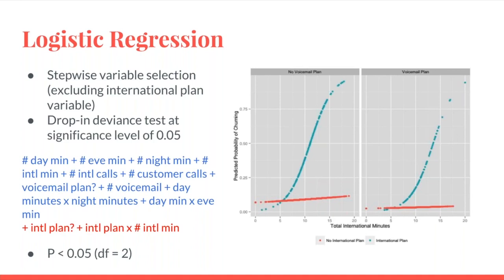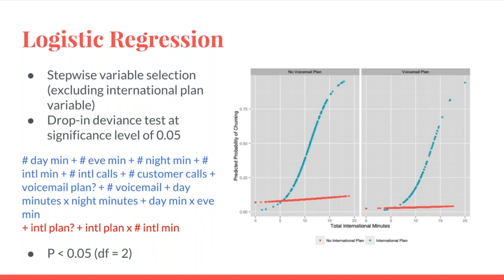There are a few strongly supported theories on churn prediction, so we use stepwise variable selection technique along with a drop-in deviance test to screen on possible variables for association with the outcome at a significance level of 0.5. Since we are particularly interested in the international plan variable, we left it out of the stepwise procedure.